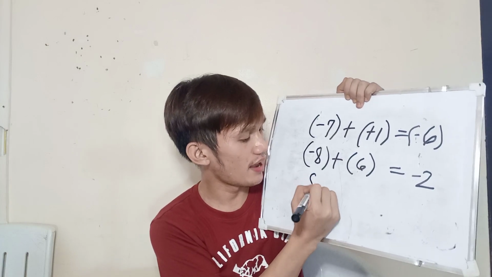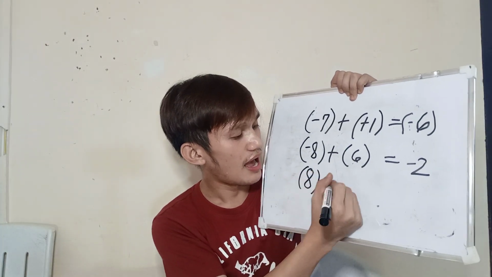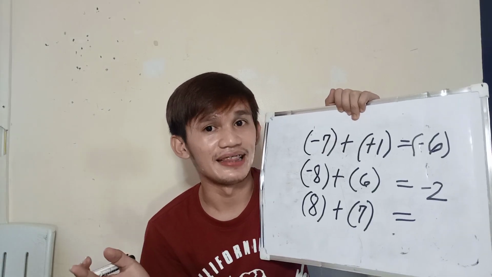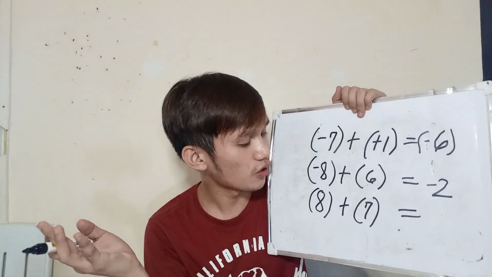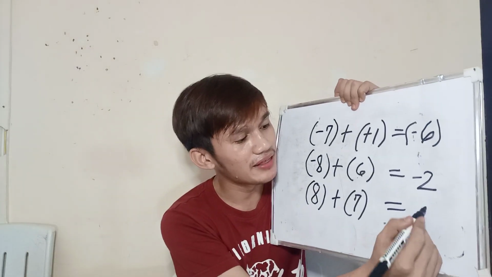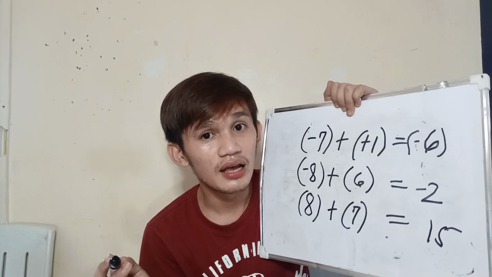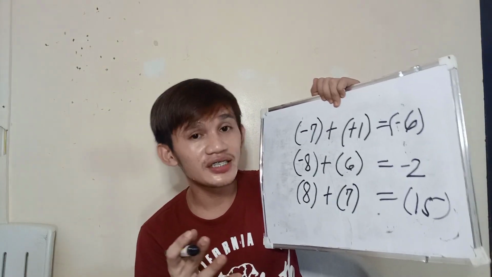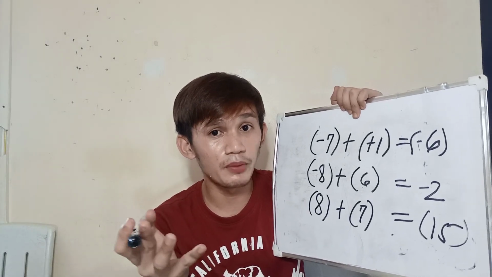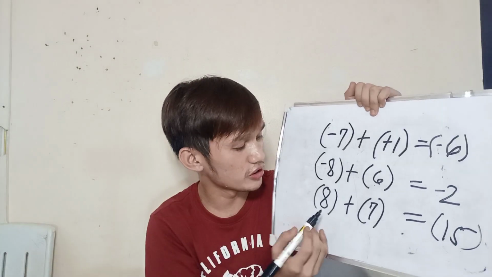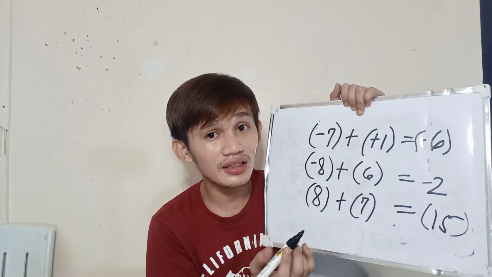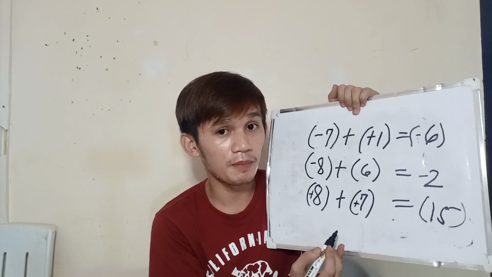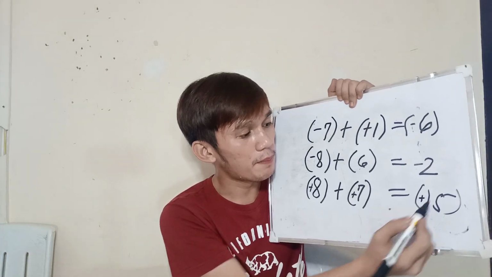Like for example, we have 8 added to 7. They are same sign. There is no problem with that at all. If they are same sign, you just simply add them. And you don't have to write positive, because we all know that if there is no negative sign, it is automatically a positive number. So since this is only 8, that means it is a positive number, and this is also a positive number, and then you have a positive number.